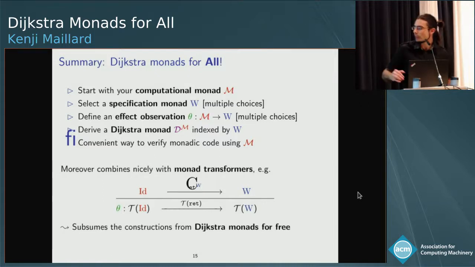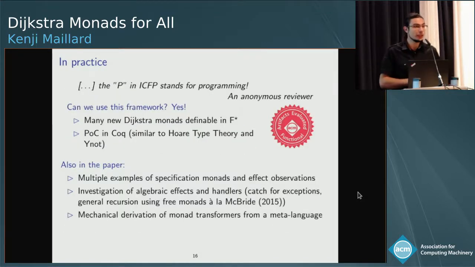So if you have any monad transformer, you can actually apply it to the identity and get some monad. And you automatically have one canonical effect observation and specification monad associated to it. And this actually subsumes the previous construction in F-star of Dijkstra monads for free. So the P in ICFP is for programming. So can you actually use it? Yes, you can. There are so many new Dijkstra monads now in F-star, that we can implement and that we couldn't implement before.